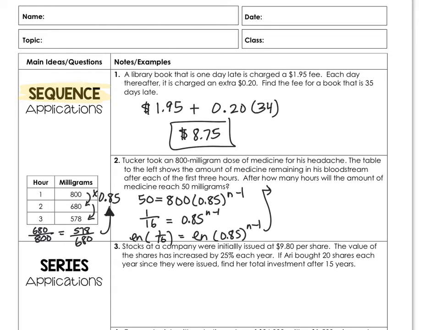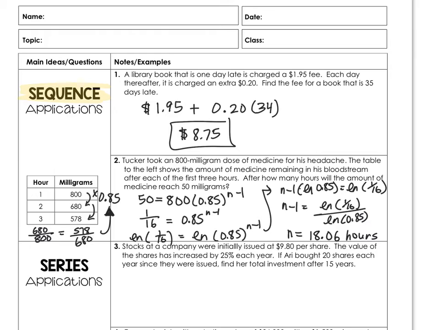Okay, so I'm going to work it up here. So this gives me n minus 1 times ln 0.85 equal to ln of 1 over 16. Here, I'll try to write the steps on this one. Then I can divide by the natural log of 0.85. And then, of course, to get n by itself, I do that in my calculator and then add 1. And I believe you get about 18.06. And, of course, this is a word problem, so you should always put your units. So 18.06 hours.